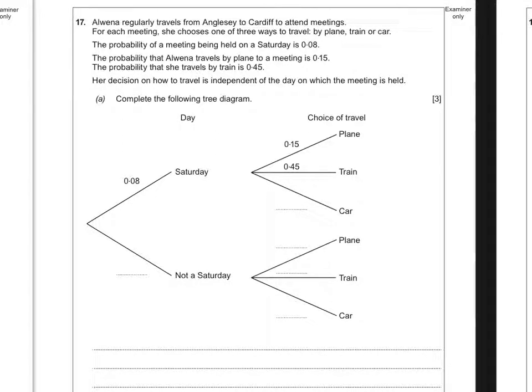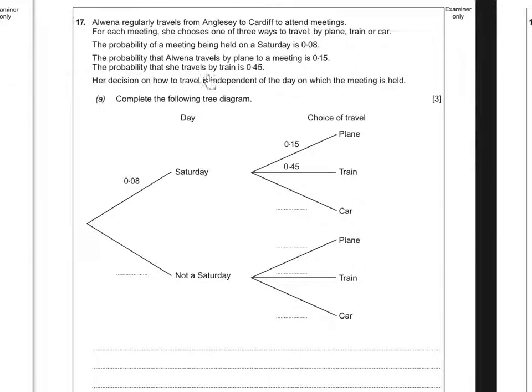For question 17, we've been told that Alwena regularly travels from Anglesey to Cardiff to attend meetings. For each meeting, she chooses one of three ways to travel, either by plane, train or car, which we have here in the diagram. The probability of a meeting being held on a Saturday, we've been told, is 0.08, so we'll need to use that to work out it not being on a Saturday.